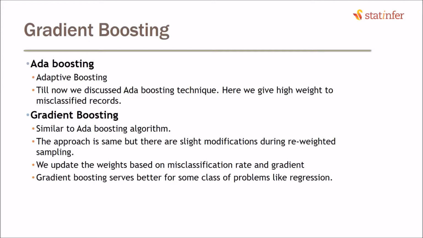There are 2 types of boosting: ADA boosting, also known as adaptive boosting. Till now we discussed adaptive boosting techniques, where we give high weight to misclassified records. There is also something called gradient boosting. It is similar to ADA boosting. The approach is the same, but there is a slight modification during the re-weighted sampling. While doing the weightages there will be a slight difference, but the overall philosophy is the same. Only the weighting criteria will be changed. We update the weights based on the misclassification rate and gradient. So gradient boosting serves better for some classes of problems like regression, whereas the overall boosting technique is what we discussed till now.